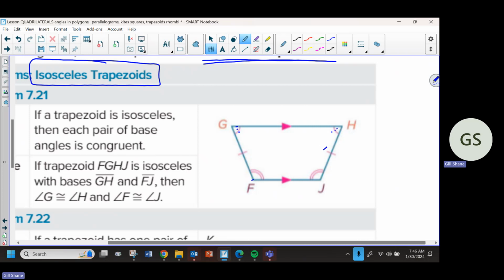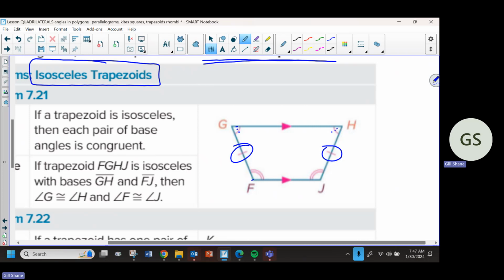The next thing is this: the legs are congruent, same length. Again, the top and bottom, or the parallel sides, will never be congruent, because then it would have to be a different shape in order for that to happen. It would really have to be a rectangle if the legs are also congruent. So again, that's the other big thing.